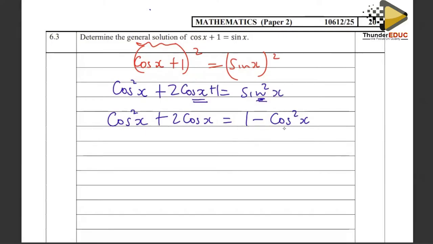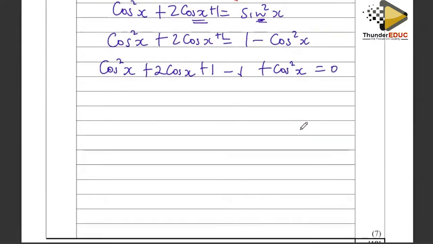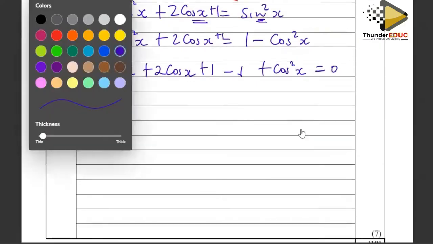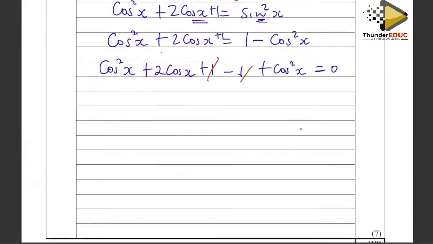Good. Let's move everything to one side. Cos squared x plus 2 cos x, okay, plus a 1 minus a 1, and then plus cos squared x is equal to 0. Okay, then cancel out this and that. And then cos squared and cos squared gives me 2 cos squared x plus 2 cos x gives me a 0. What's common? Take out one cos.